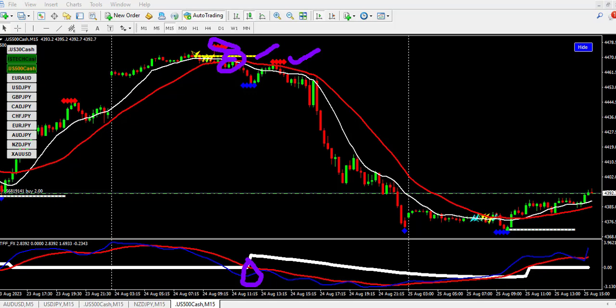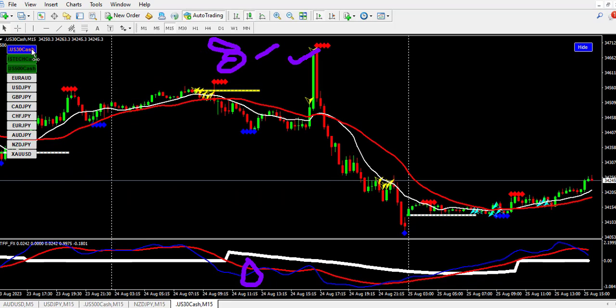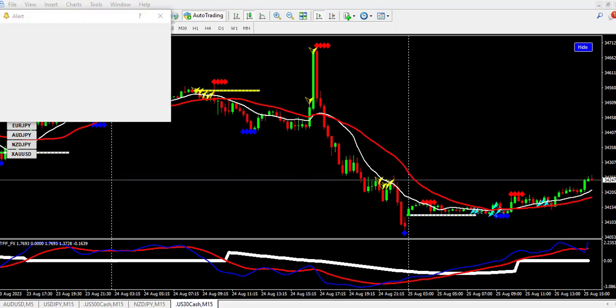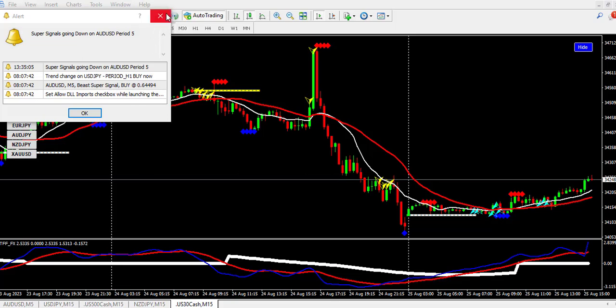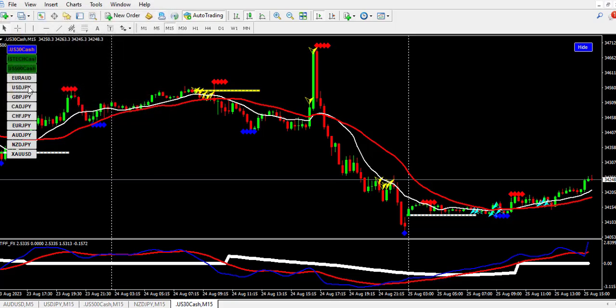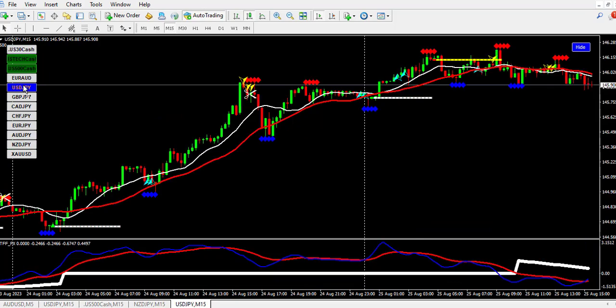It is simple, and you can use it on any pair. You can use it to trade indices. You can trade gold with this particular strategy. You can trade any forex pairs. You can trade indices, as I said, US 30, US 100, or US Tech, US 500, US 30 cash, and the like. And this is how to use this particular strategy.